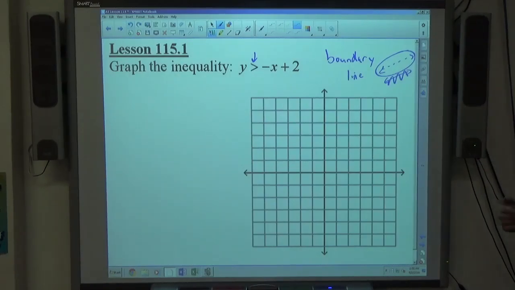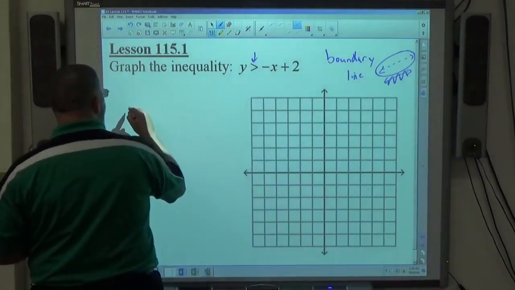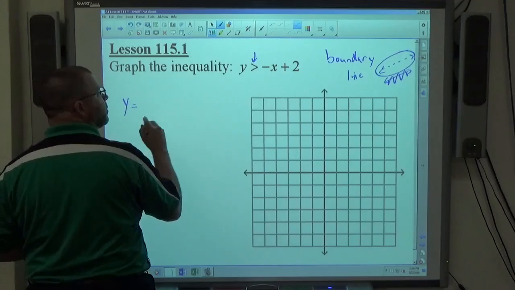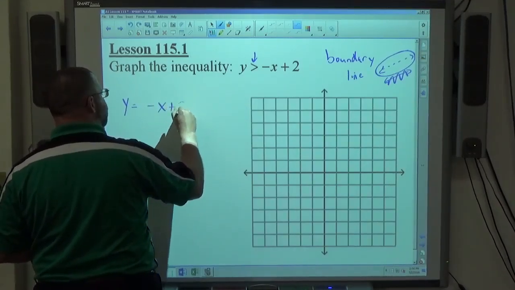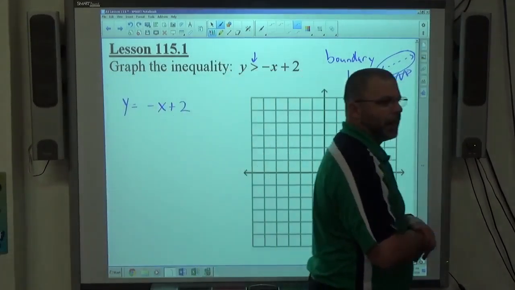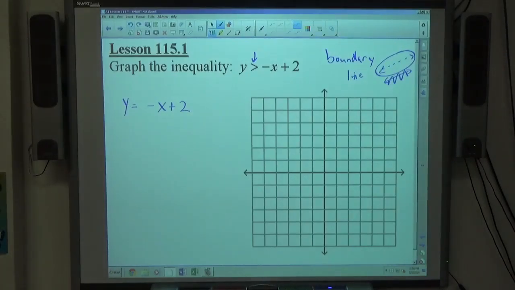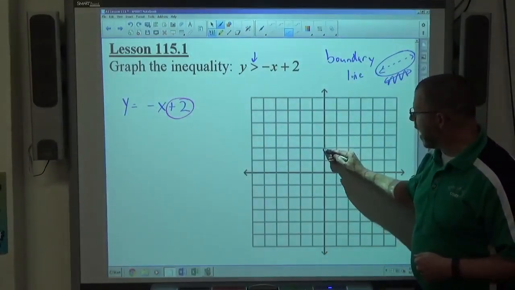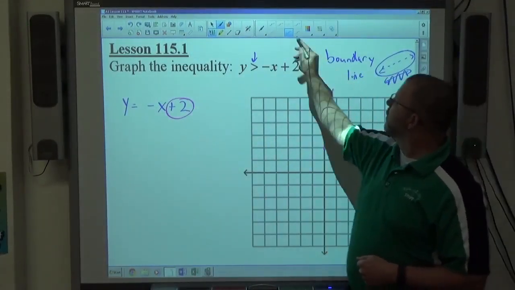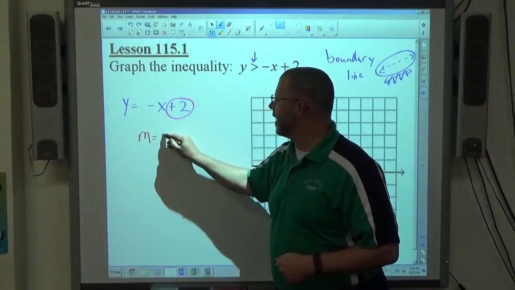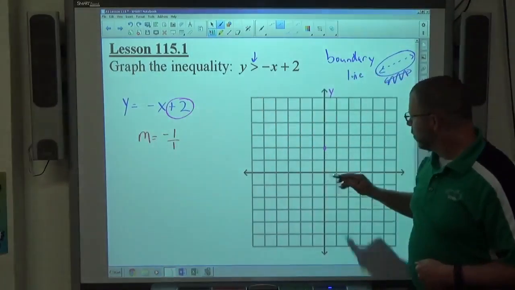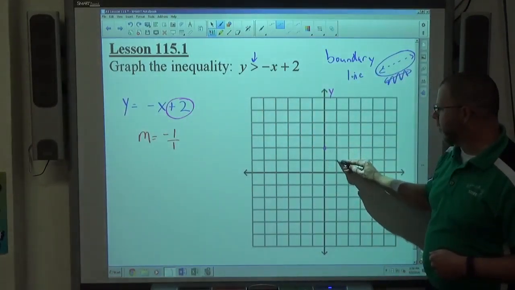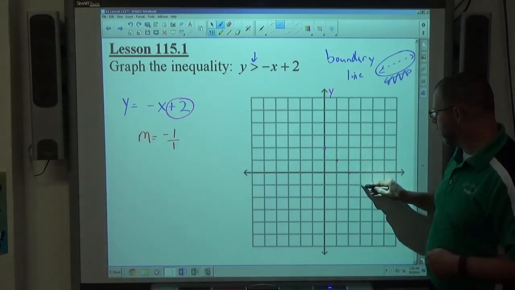As far as the boundary line is concerned, it's really simple to graph, hopefully, since we've been graphing lines since lesson 51. Pretend it's not an inequality, just a regular linear equation. We have a y-intercept of positive 2, that's where it crosses the y-axis. And we have a slope of negative 1, which is negative 1 over 1, which tells me every time I go down 1, I go right 1. Down 1, right 1, down 1, right 1, and so on.